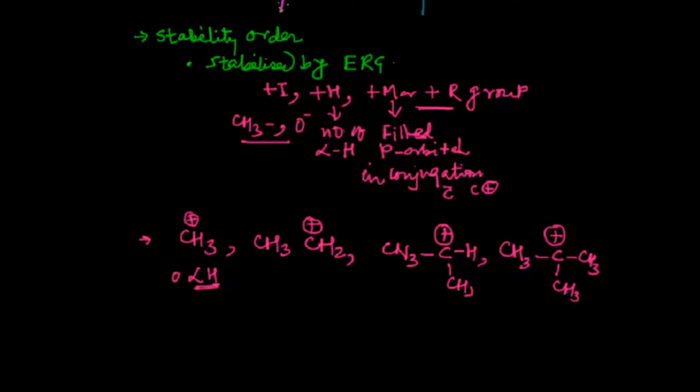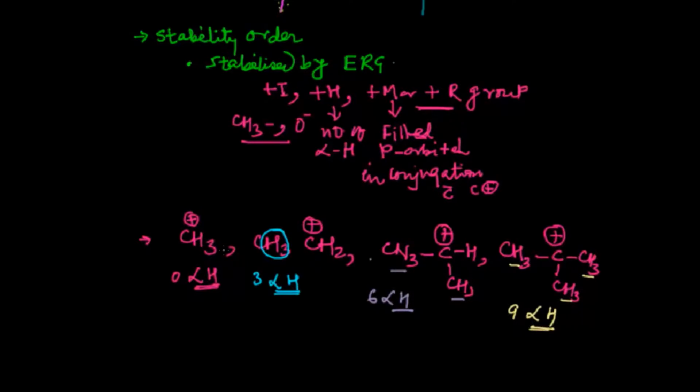In the second one, we can see that there are in total 3 alpha hydrogens. In the next one, this is 3 and here is 3, so the total number of alpha hydrogens is 6. And in the next one, there are 9 alpha hydrogens. So this is on the basis of hyperconjugation.